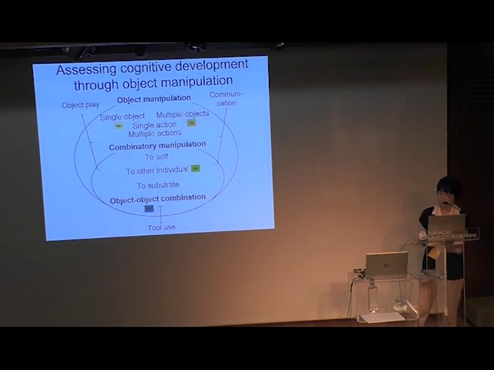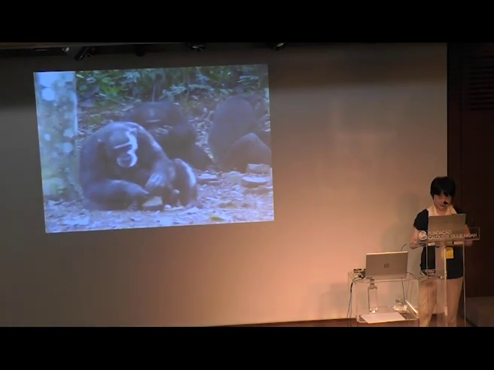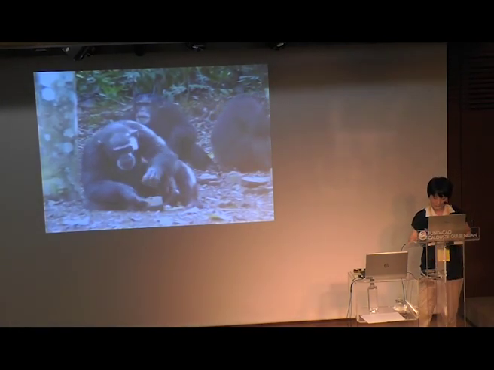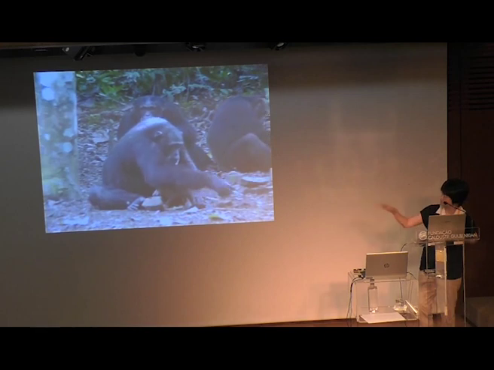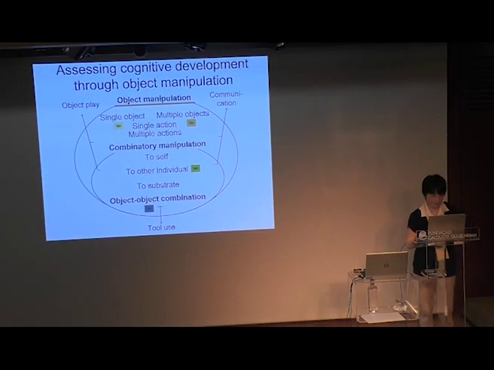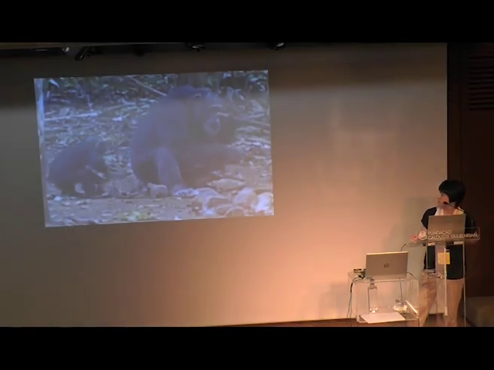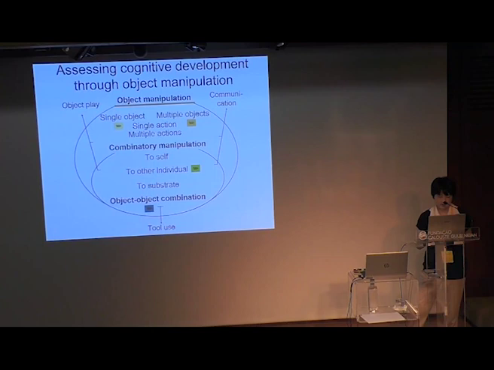Cognitive development in primates, including humans, can be assessed and compared by focusing on object manipulation skills. Object manipulation starts out with simple manipulation of a single object, like in this example. The infant is just touching a stone, a single action of touch onto a single object. Then it increases in complexity, such as manipulating multiple objects with multiple actions. Now he is rolling and hitting multiple stones at the same time, which is more complex than the previous phase.